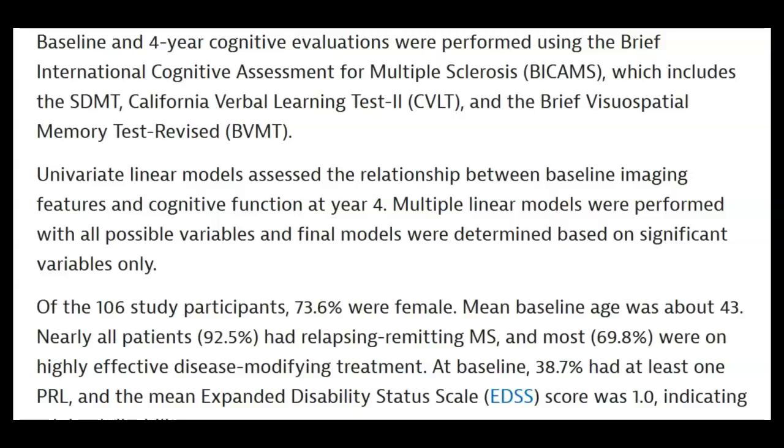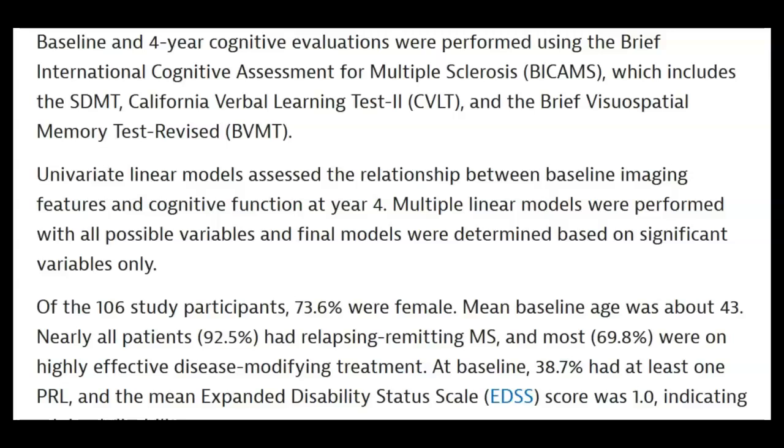Univariate linear models assessed the relationship between baseline imaging features and cognitive function at year 4. Multiple linear models were performed with all possible variables, and final models were determined based on significant variables only.